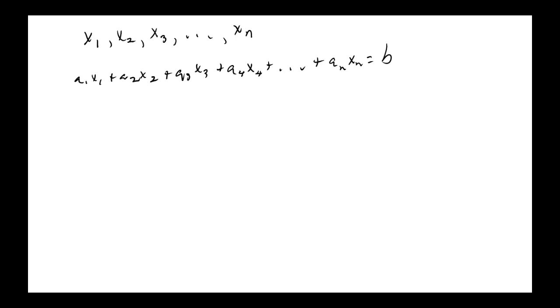So this is a linear equation with n variables. Linear because none of the variables has an exponent other than 1. These are called coefficients, as I've been calling them. This is called the constant term.